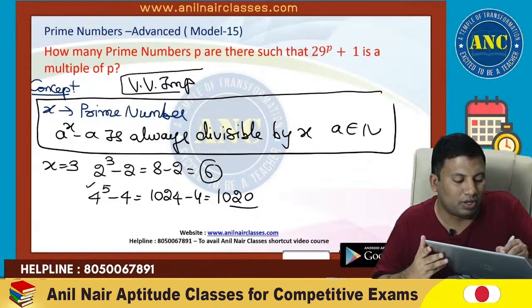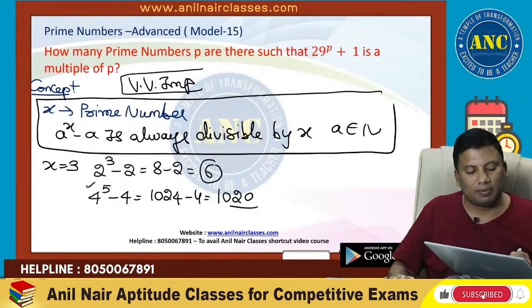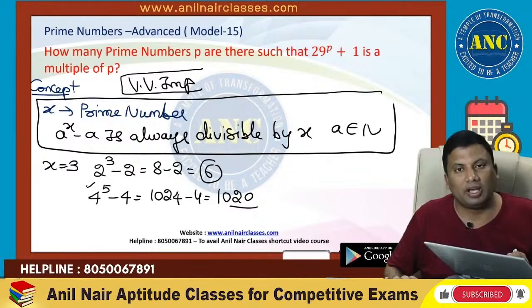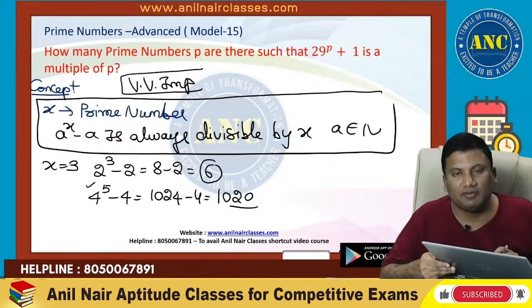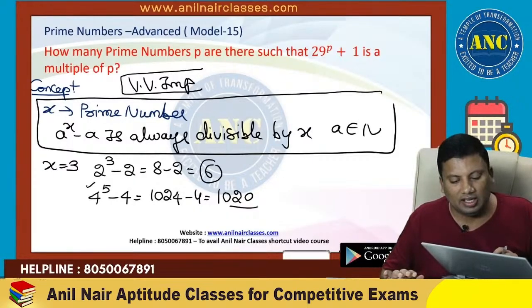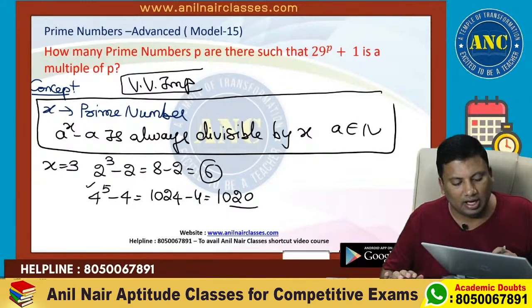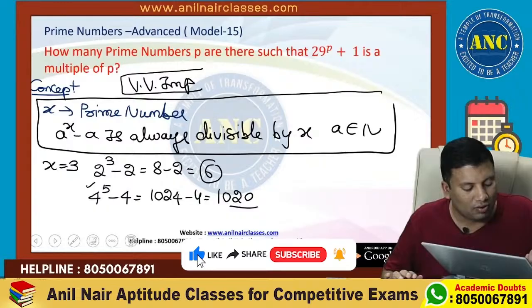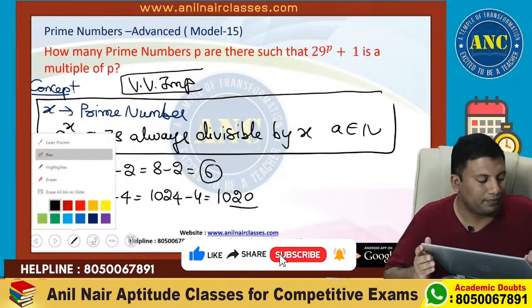Very, very important key point. If x is a prime number, a power x minus a is always divisible by x, if a is a natural number. Now we will use that concept.